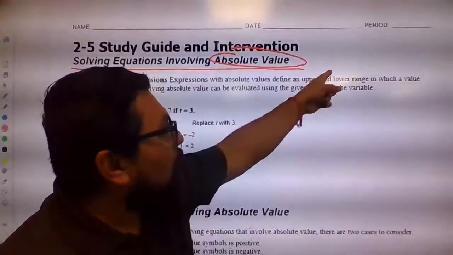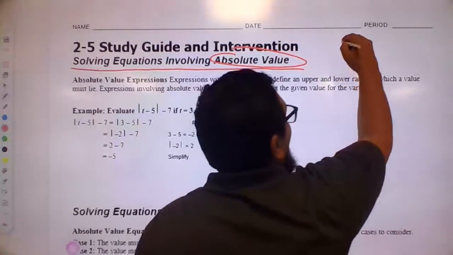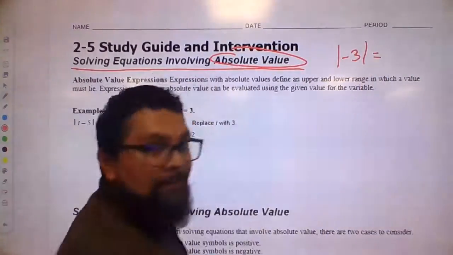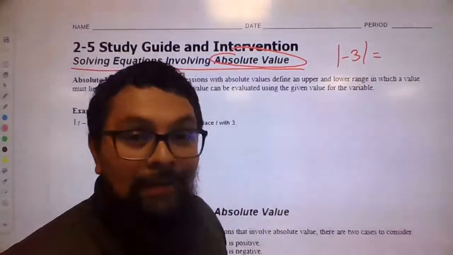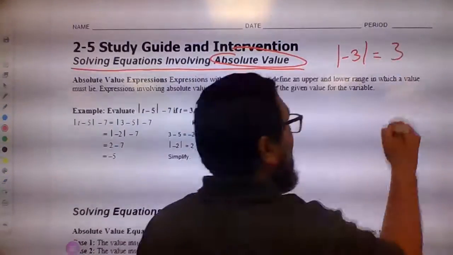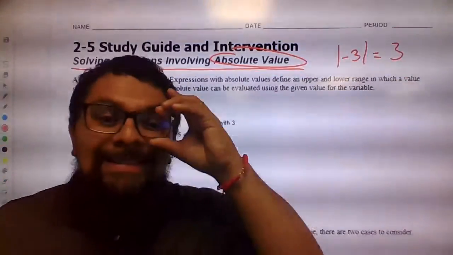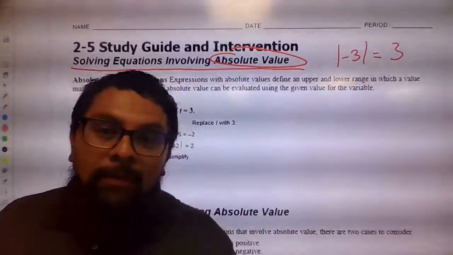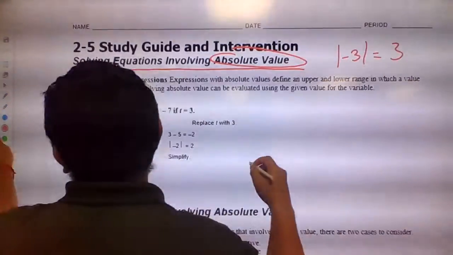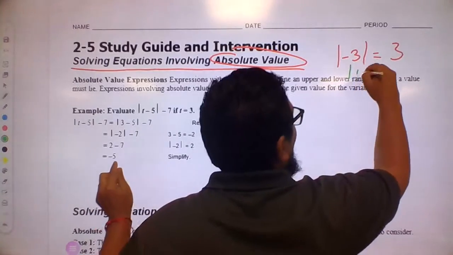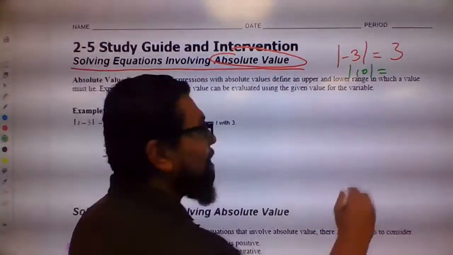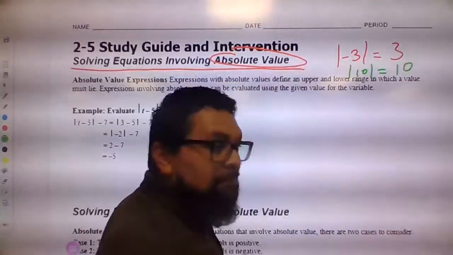Okay, so we'll put an example up here. So the absolute value of -3, and that's what this means, absolute value. The absolute value of -3 is 3. Okay, it's always positive because it's distance. So it's -3, it's three spaces from zero. Okay, another example is the absolute value of 10. The absolute value of 10 is 10 because it's 10 spaces from zero.